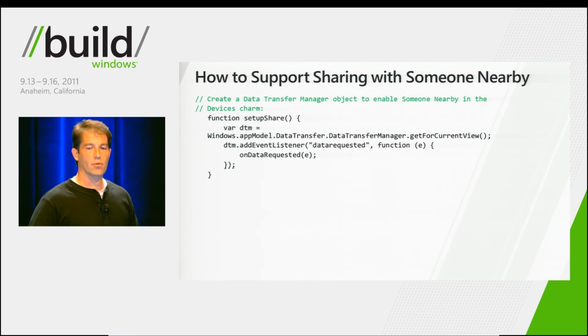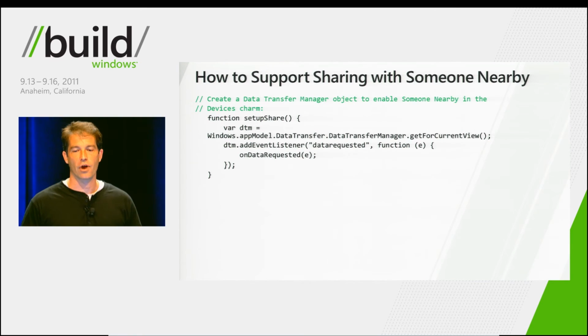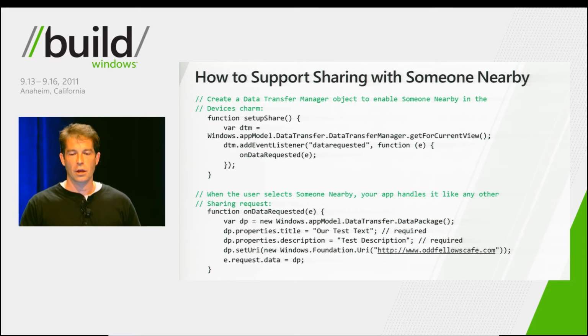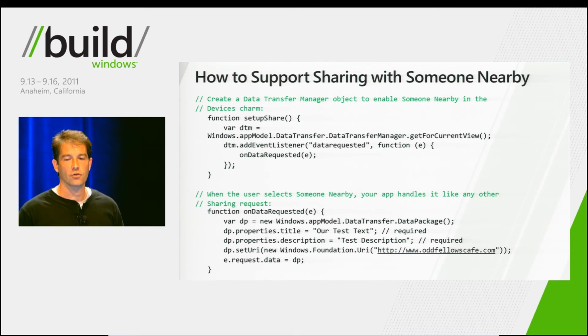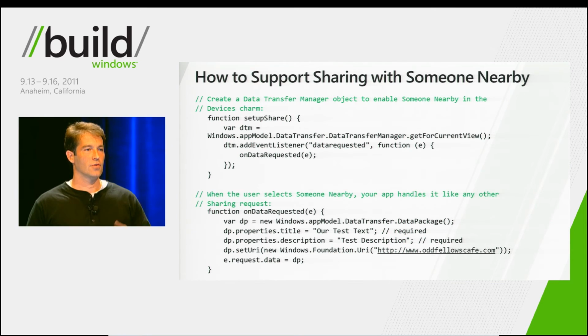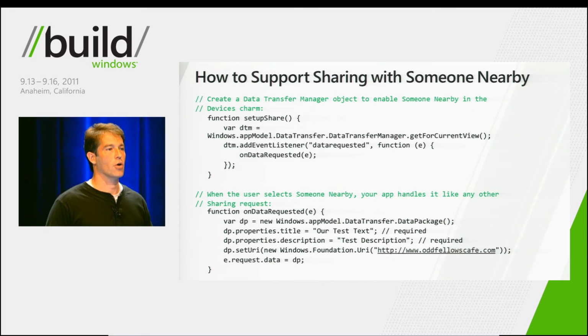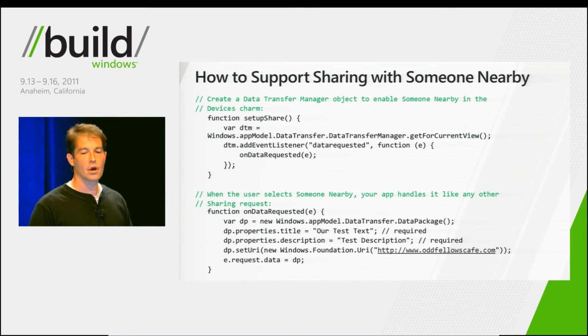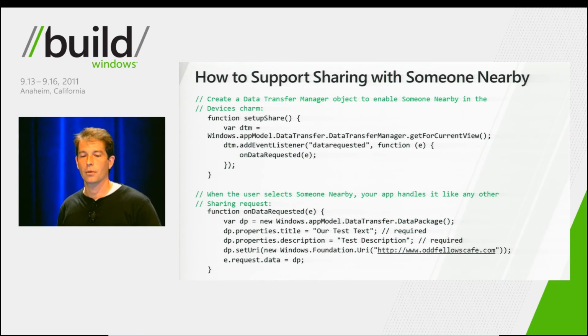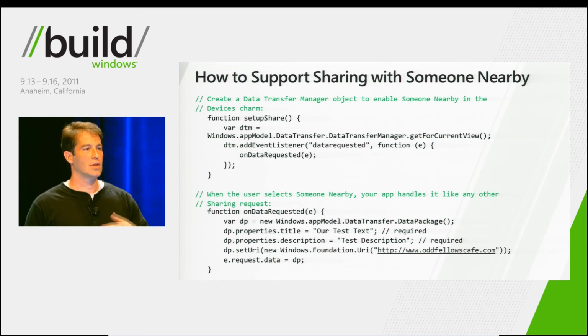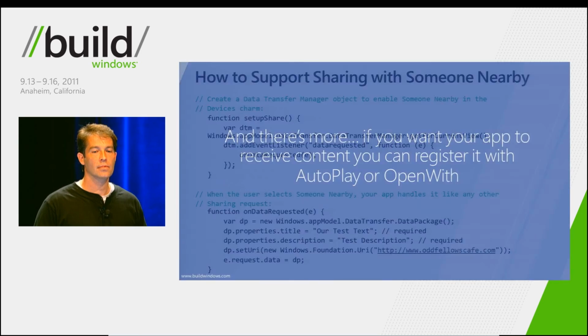How do you do this? Well, you saw some examples of the sharing contract. The big thing here is to register for the data transfer manager and to listen for essentially an event that's going to occur indicating that a share is taking place. And this is on the sending side. And then you can see oddfellows.com and cafe.com at the bottom. That's the data that ends up getting shared.